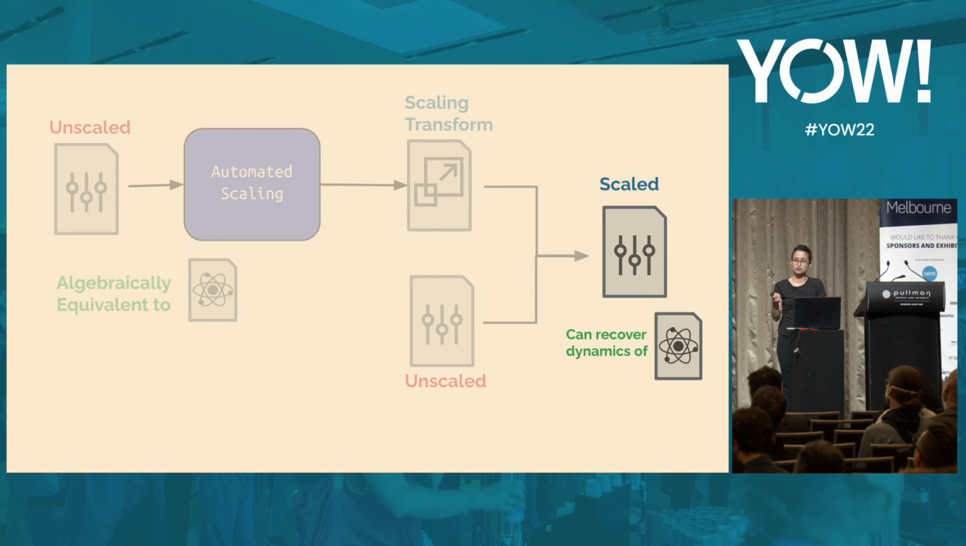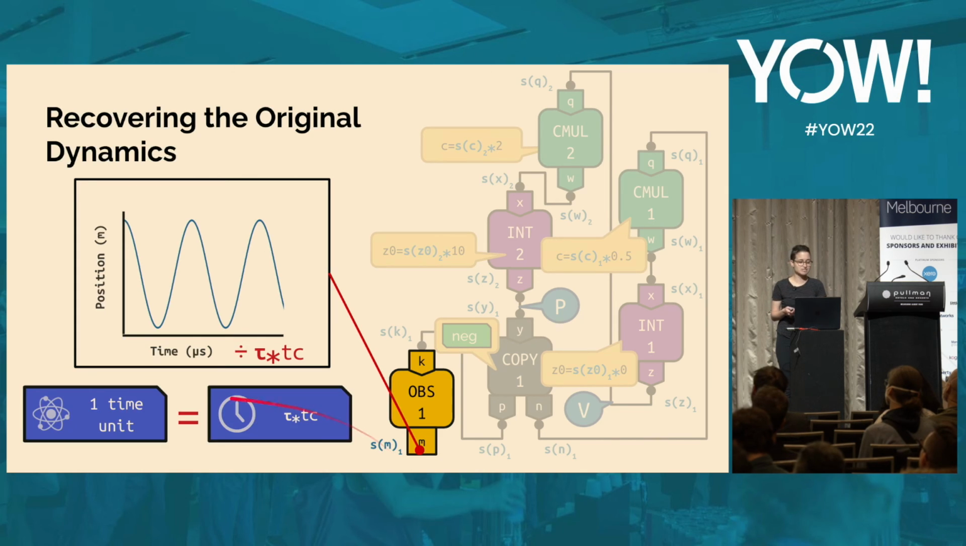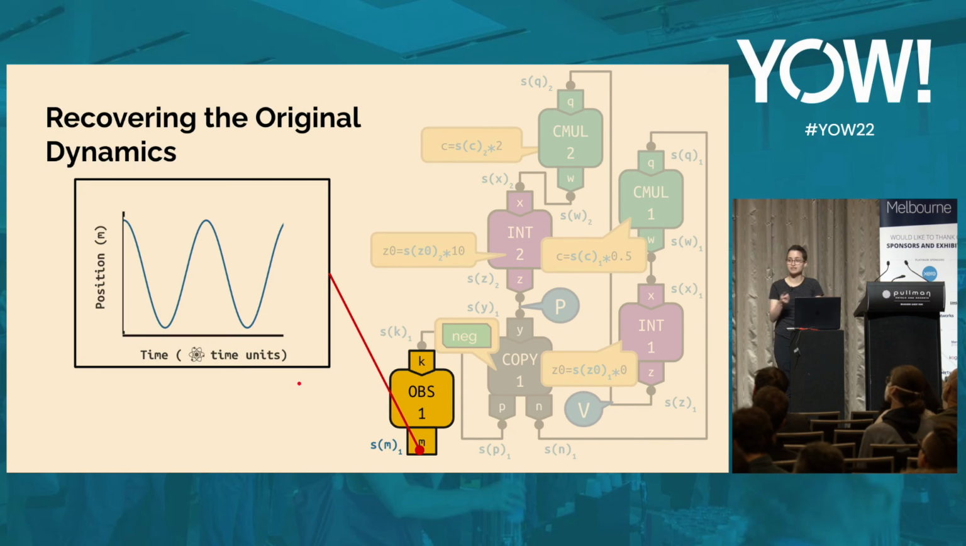And so once we have our scaled circuit, we recover the original dynamics by first measuring the signal. This signal, for example, is measured in terms of microseconds of wall clock time and microamps of amplitude. We recover the original amplitude by dividing the signal by the signal scale factor associated with the port. And that will give us, for example, the position back in meters. And then we divide the time samples by the time scale factor, tau, times the hardware time constant. And that gives us the time in dynamical system time units.